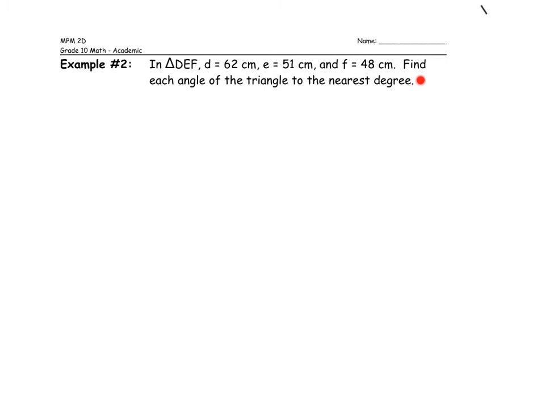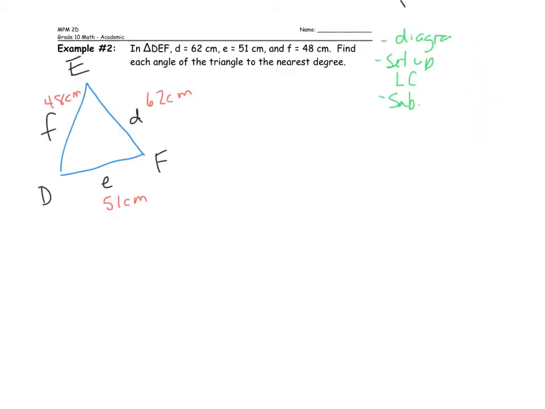Okay, so in this case, I want you to pause the video and do a few things. First of all, I want you to draw the diagram. And I want you to set up the law of cosines, okay? And then I also want you to sub in some values. So sub your values in. Those three things I want you to do before you start the video again, and then we will catch up.